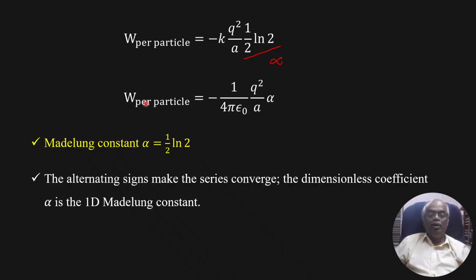So the work done per particle is equal to minus 1 over 4 pi epsilon naught, q squared over a, times the Madelung constant alpha, where k is replaced by 1 over 4 pi epsilon naught. So this is the work done per particle. The alternating sign makes this series converge. The dimensionless coefficient alpha is the one-dimensional Madelung constant.